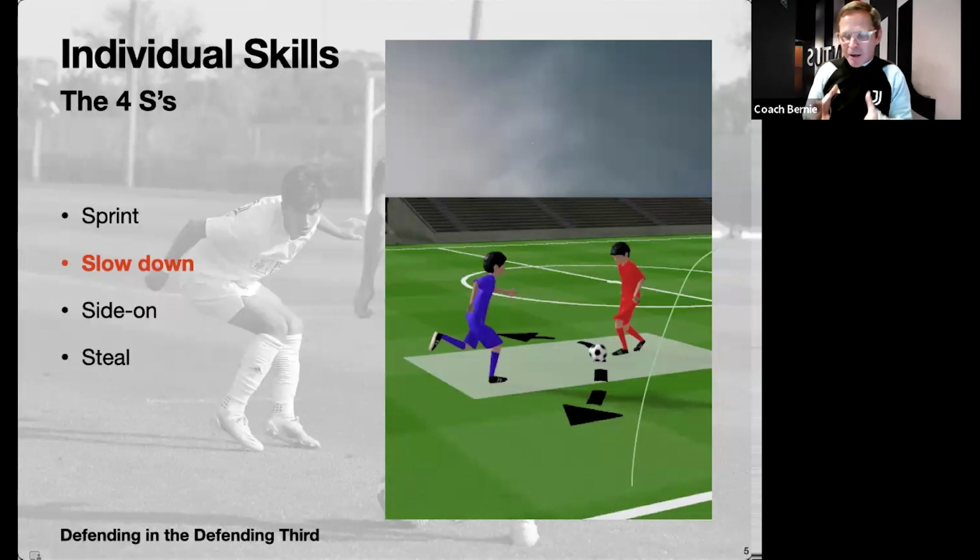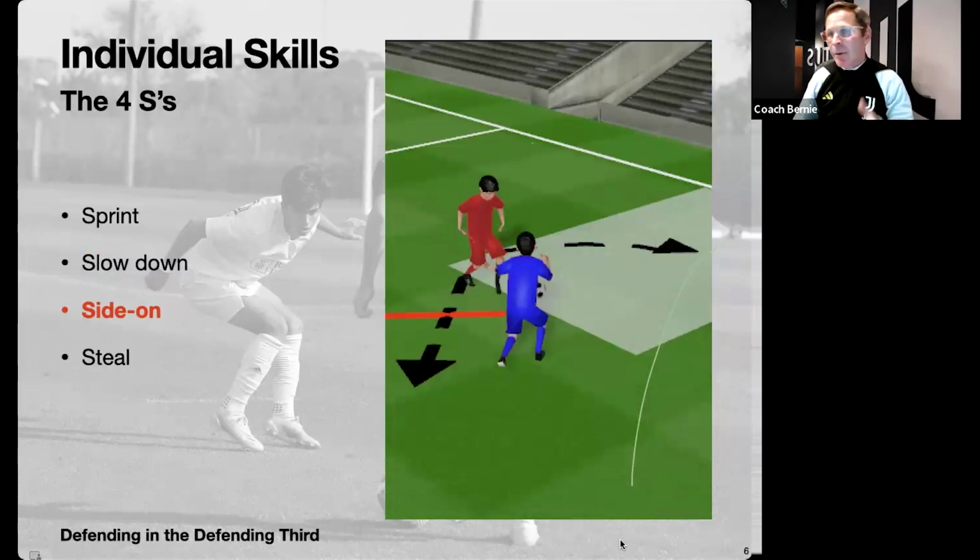So we slow down to try to evaluate very quickly, in that half second, what is this guy trying to do? How do we get him to slow down, stop, and redirect? But we got to get our own body under control so that they don't blow right by us with a quick touch. Okay, everybody good on the slow down? Great.